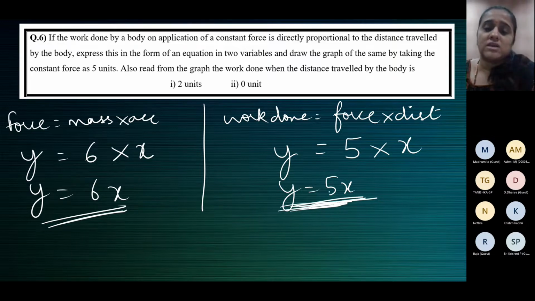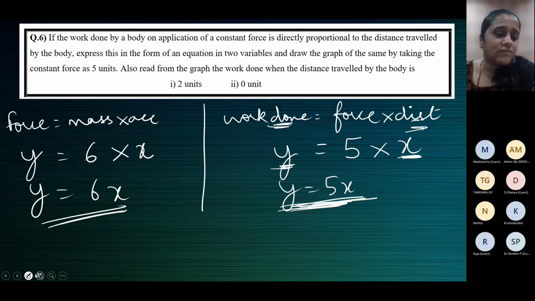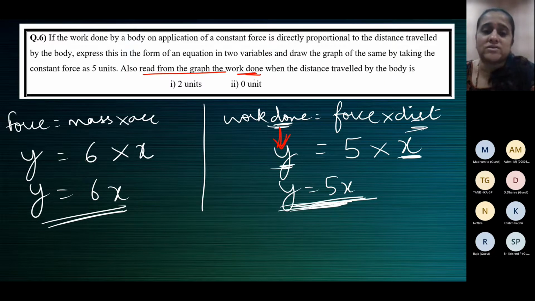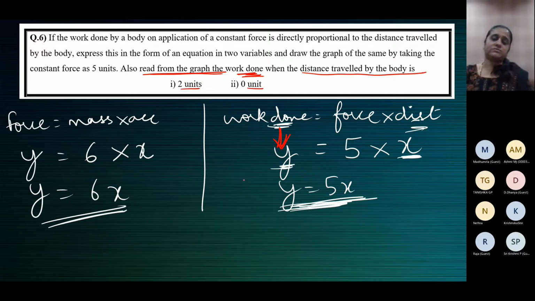And then please read this. Now, since distance is x, we have taken distance along the x-axis and work done along the y-axis. Now, what should we find using the graph? Read from the graph the work done. Where is work done? Along the y-axis. Work done is y, so it's along the y-axis. So read from the graph the work done when the distance traveled by the body is 2 units, 0 units. So on the x-axis, 2 units and 0 units, and you must read the corresponding y value.